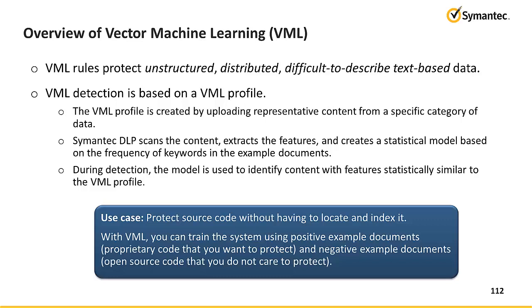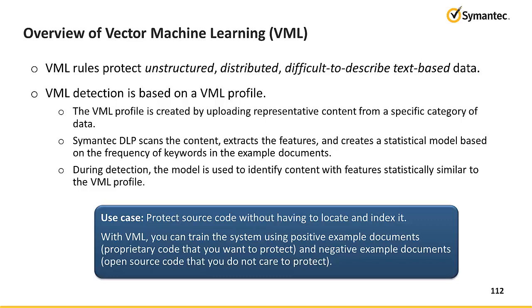In this case, you train the system using positive example documents, such as proprietary code that you want to protect, and negative example documents, for instance, open source code that you do not care about protecting. A VML policy references the VML profile to analyze message data and recognize content that is similar to the positive features. The VML profile can be tuned, and it can be easily updated by adding or removing documents to or from the training sets. VML simplifies the detection of unstructured text-based content while providing high accuracy when properly tuned.